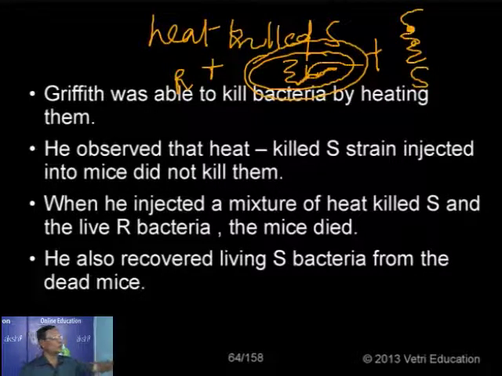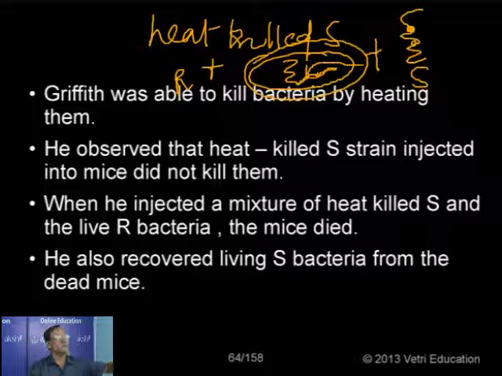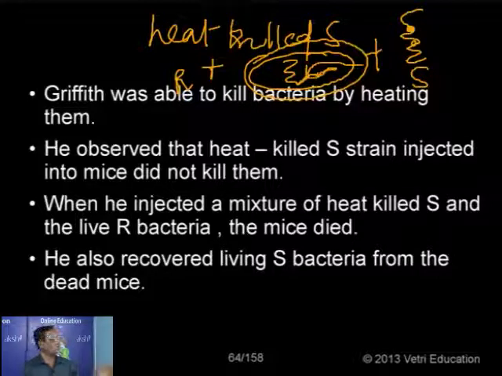So now, as the gene for the synthesis of the mucus coat is present here, and that one normally synthesizes the mucus coat, as a result the R strain has been transformed into S strain, transformed from a non-virulent to a virulent state. This is the mechanism.